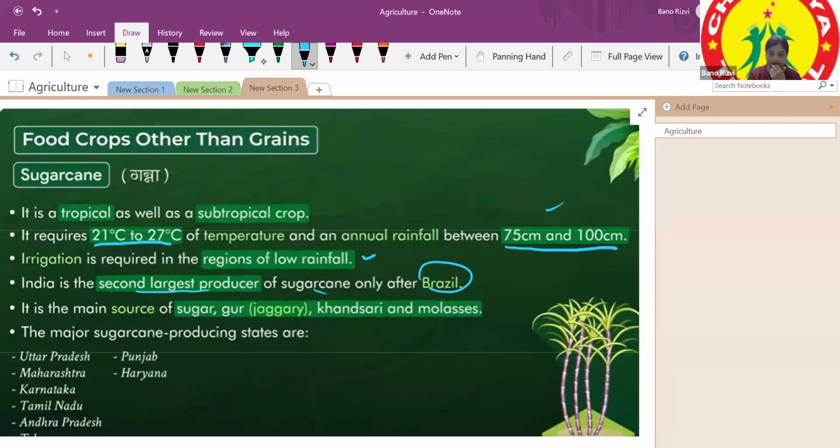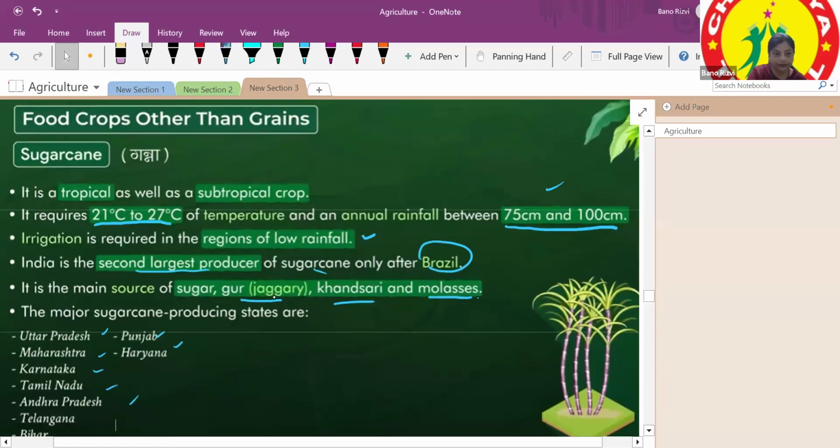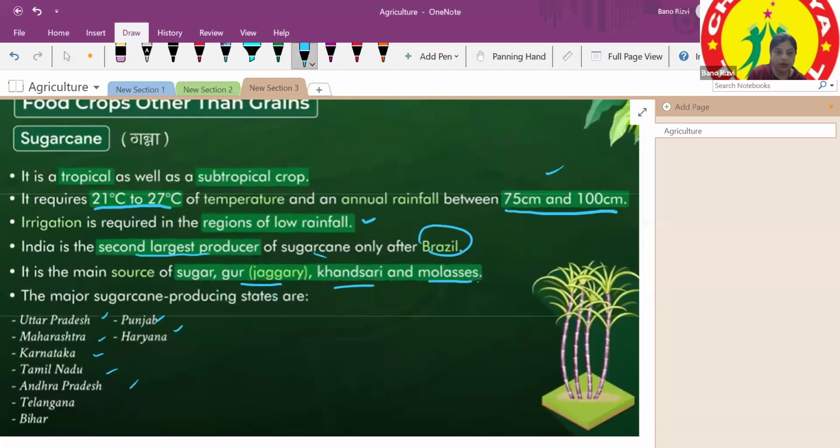So that's why we have good quality of sugar, and it is sweet. It is the main source of sugar, jaggery, khandasari, and molasses. The major sugarcane producing states are Uttar Pradesh, Punjab, Haryana, Maharashtra, Karnataka, Tamil Nadu, Andhra Pradesh, Telangana, and Bihar.